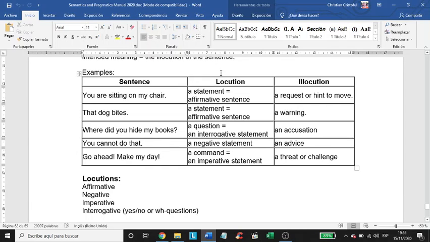So we need to distinguish between literal meaning, locution, and intended meaning, illocution. This is what native speakers of English understand easily and what foreigners, us, who are learners of English, need to understand. Many learners of English focus on the sentence itself and take it literally, while the person who is speaking, the native speaker, is trying to say something. How many types of illocution do we have?